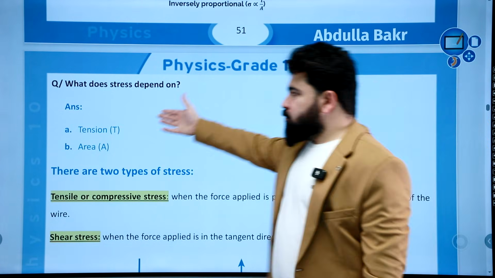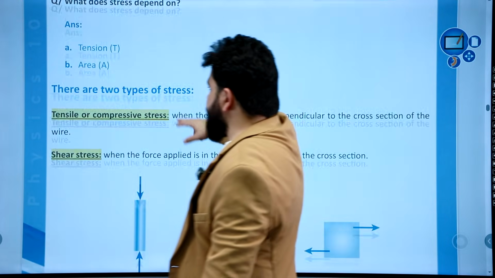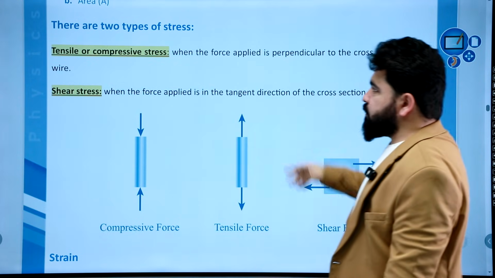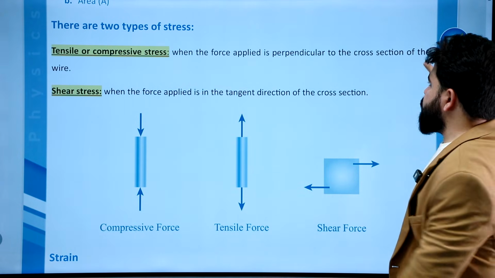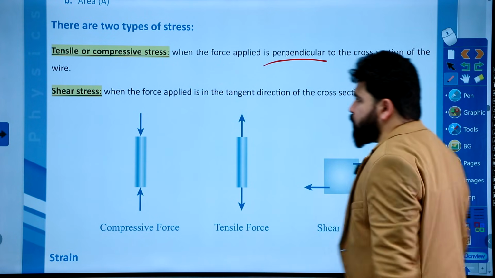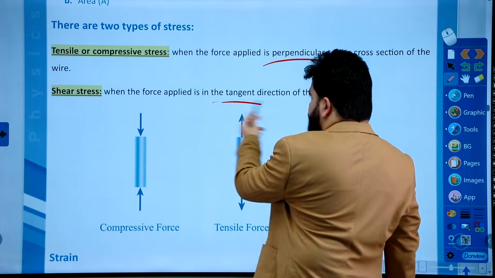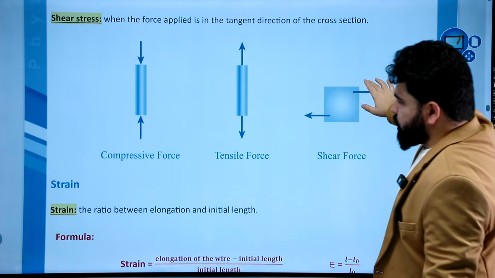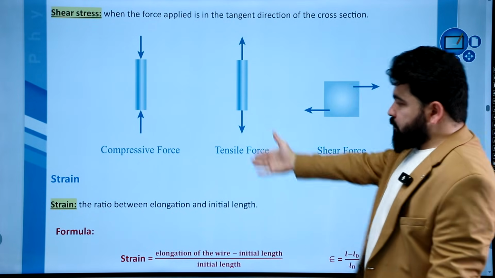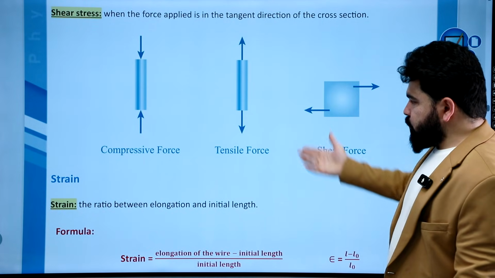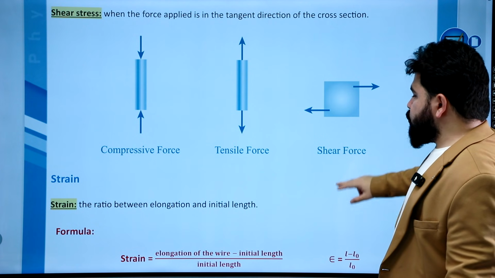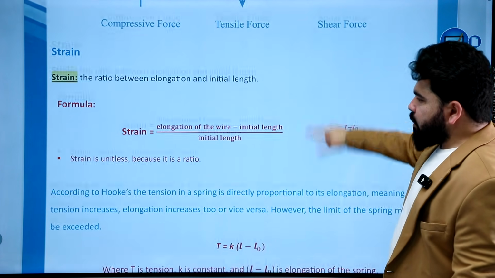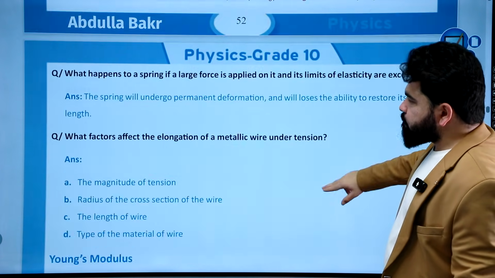What does stress depend on? Stress depends on tension and area. We have two types of stress. We have tensile or compressive stress, which happens when the force is perpendicular. We also have shear stress, which happens when the force is in the tangent direction of the cross-section of the object. So compressive and tensile, the force is perpendicular. Shear stress is the tangent direction. I talked about all of this.